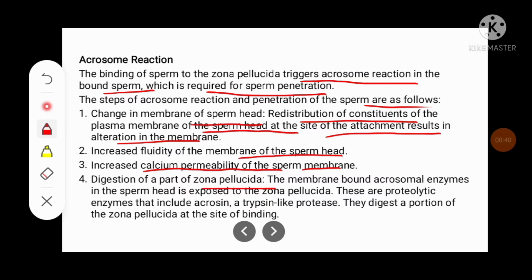and digestion of the part of zona pellucida, that is, the membrane bound acrosomal enzymes in the sperm head are exposed to the zona pellucida. So these are proteolytic enzymes that include acrosin, a trypsin like protease. They digest the portion of zona pellucida at the site of binding.